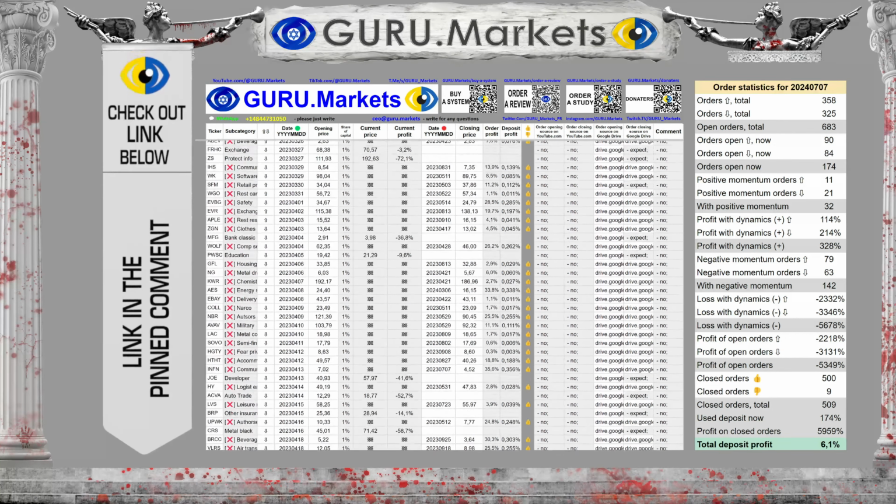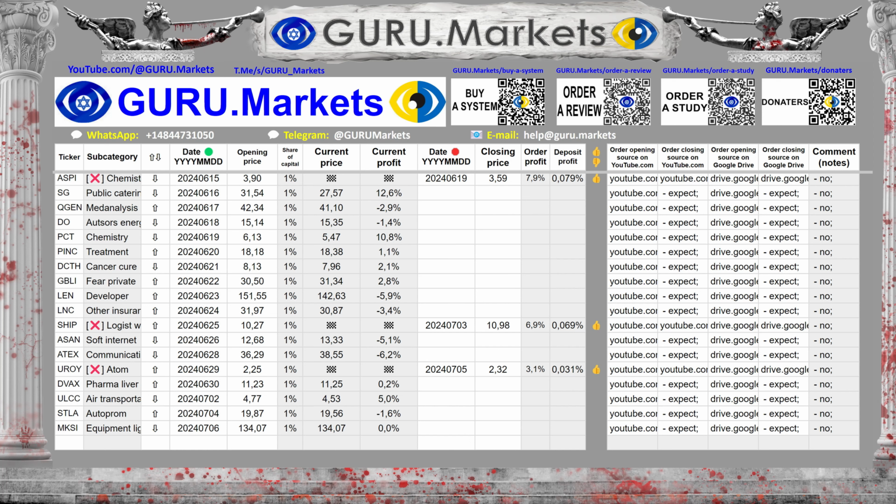As a result of the securities valuation of Palantir Technologies (PLTR) by the information and reference system GURU.Markets, the following decision is made. Do not open an order due to the fact that Palantir Technologies (PLTR) is not an undervalued company in the subcategory.